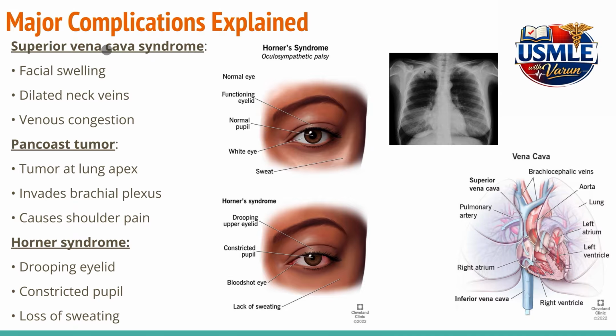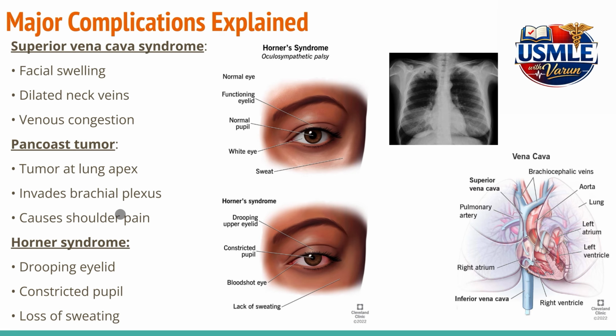Now let's try to break down all of these clinically. If the tumor compresses the superior vena cava, blood cannot return from the upper body. This leads to facial swelling and dilated veins in the neck that is associated with venous congestion of the face. Whereas a Pancoast tumor occurs at the apex of the lung and it invades the nearby brachial plexus and also causes shoulder pain. Pancoast tumor is associated with shoulder pain.